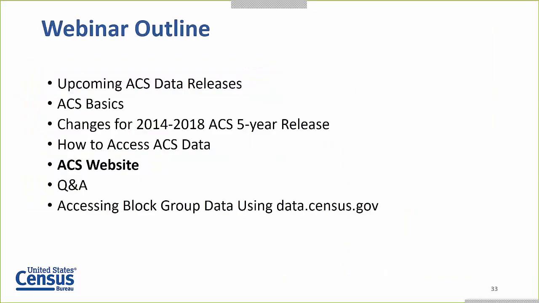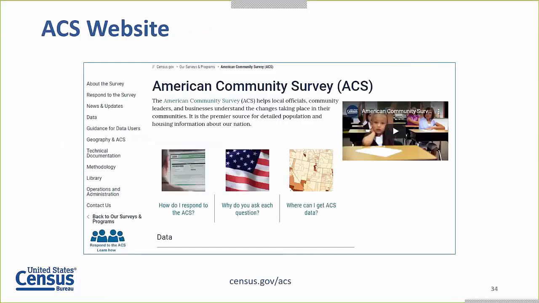All right, so now that we've discussed products for this release and where you can find them, I'll show you where you can find helpful documentation about the ACS on our website. So this is the best place to find information from the ACS. It's our website at census.gov/ACS. The tabs on the left help guide you to what you need, including news and updates, data, guidance for data users, technical documentation, and more.